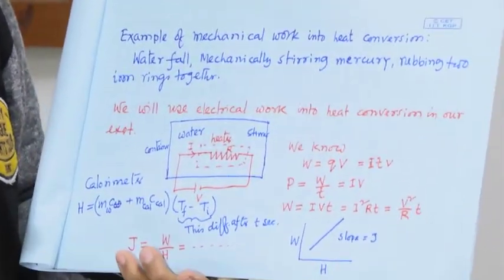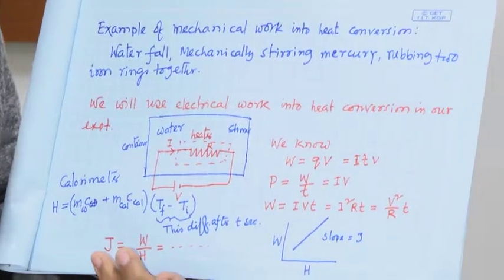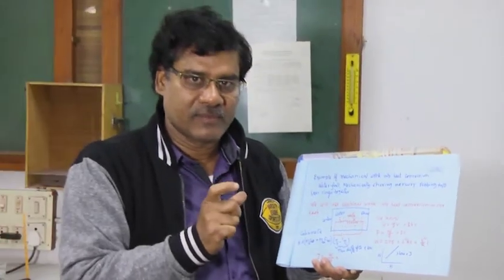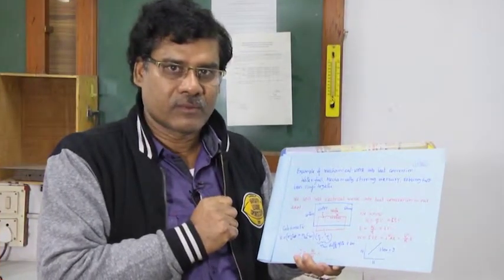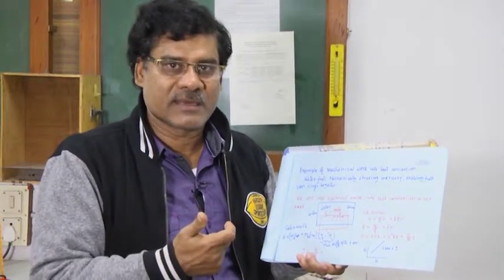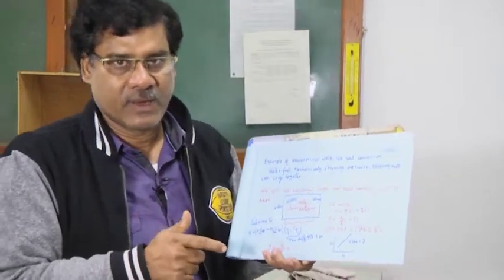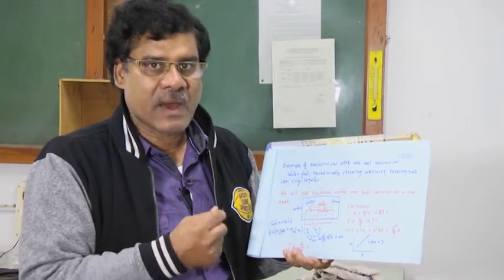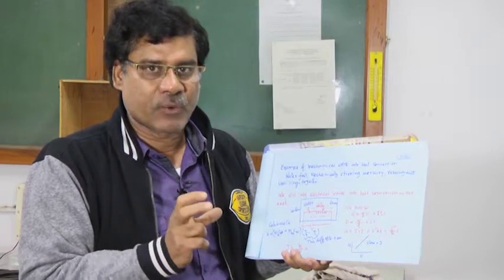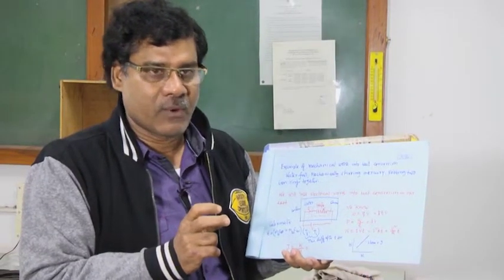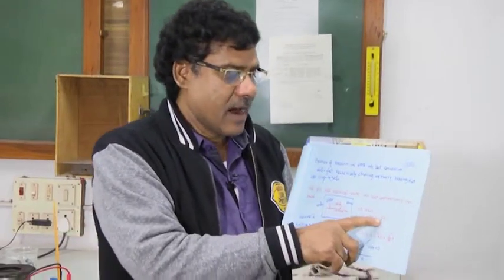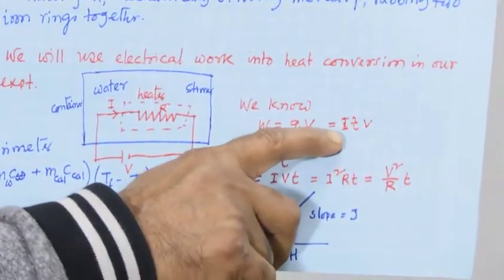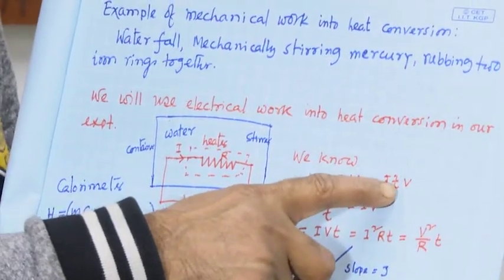So, what does this electrical work mean? If charge moves in a potential, then the work done is basically QV, right? QV is the work done. So if current flows through a potential difference, then the work done will be ITV. V is the potential difference, voltage, and IT is basically Q, I times T, time, not temperature.